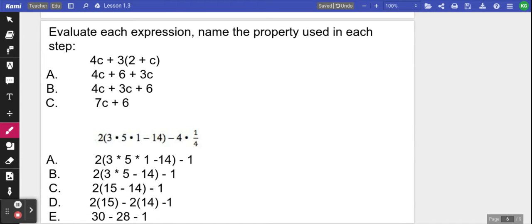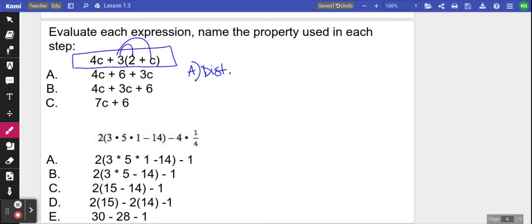Now we're going to use these properties in evaluating expressions. So my original expression is written here at the top. So that's the original problem in the book. 4c plus 3 times 2 plus c. And on the next step, they have written 4c still. Instead of the 3 parenthesis 2 plus c, they wrote 6 plus 3c. So what they did for step A is they distributed.